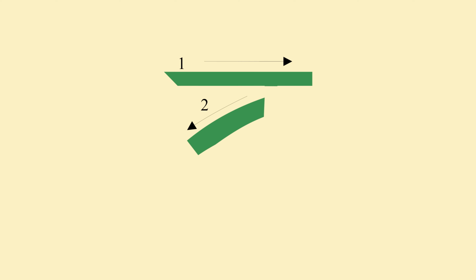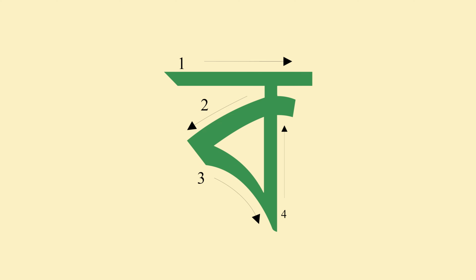Now, let's try to write this letter. First, we will start just like the letter B, and then from the intersecting point of the matra, we will draw an arc like this and a loop. You have now successfully written the Bengali letter K.